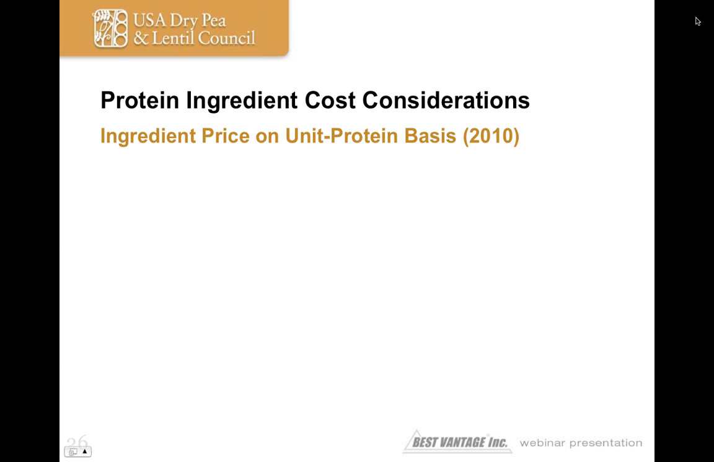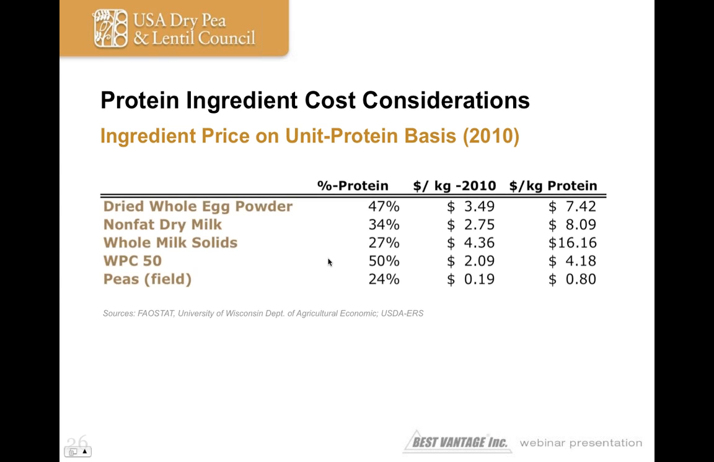If we look at the ingredient price of these ingredients on a per protein basis, using numbers from 2010, for ingredients such as dried whole egg powder, non-fat dry milk, whole milk solids, and a 50% whey protein concentrate, as compared to field peas, we see what their relative protein levels are in these various ingredients. If you go over to the second column, then we see the dollars per kilogram of these ingredients.